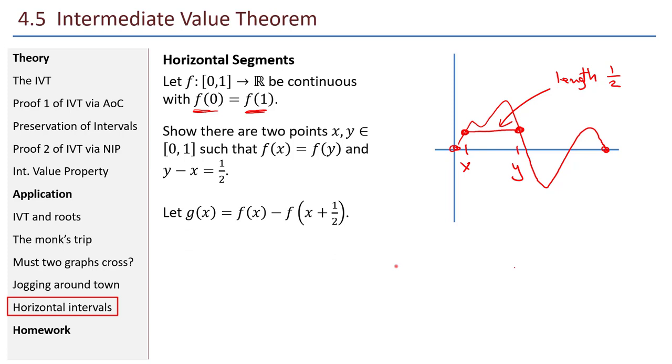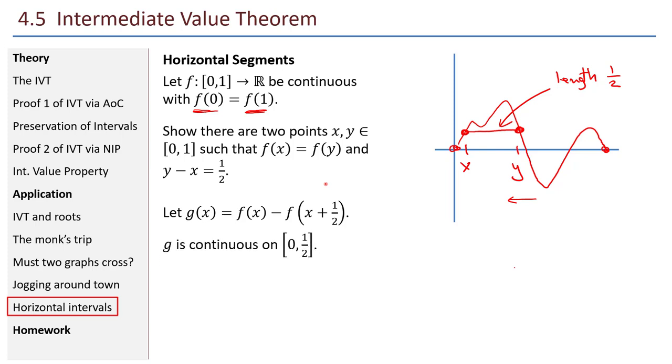Here's the trick. Let g of x equal f of x minus f of x plus 1/2. So I'm basically taking the same graph and just shifting it to the left by half a unit. I'm going to see which points line up, and by subtracting it, I'm going to figure out where my g of x is equal to 0.